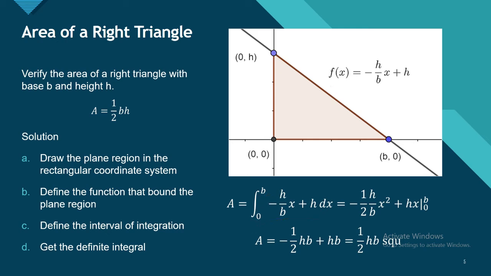This is just a linear function, and this is the antiderivative. And then we evaluate it from 0 to b. That will give you this one. The area is equal to 1/2 times h times b, which is what we expect to get. This is how we obtain the area of a right triangle.